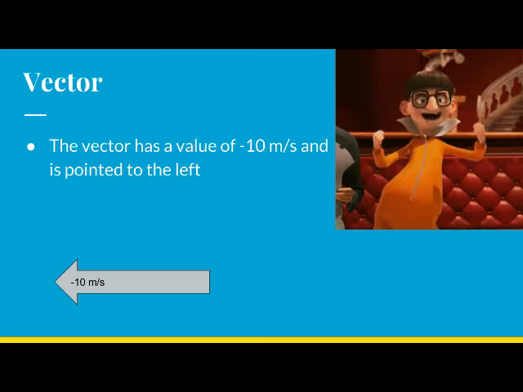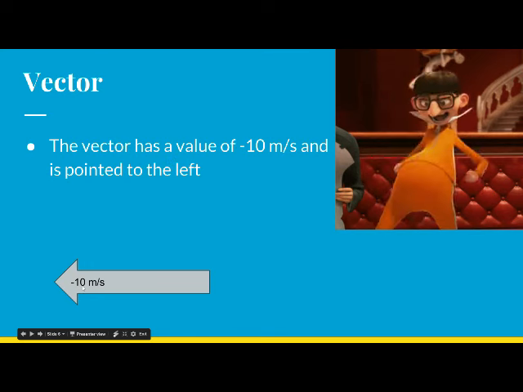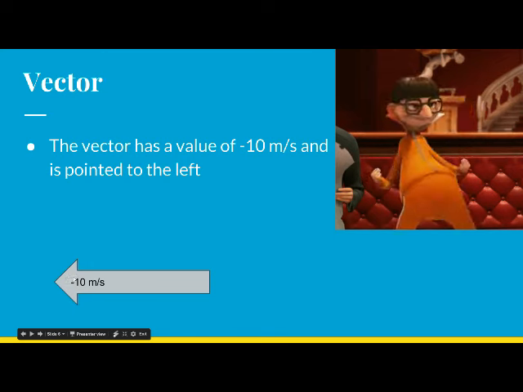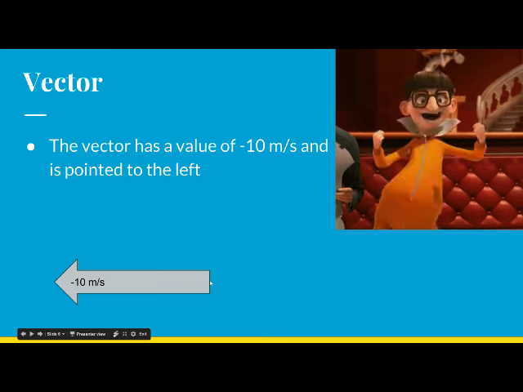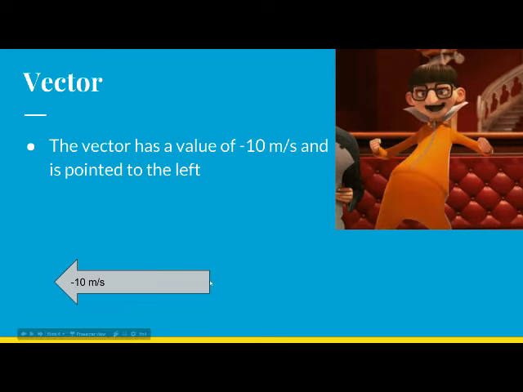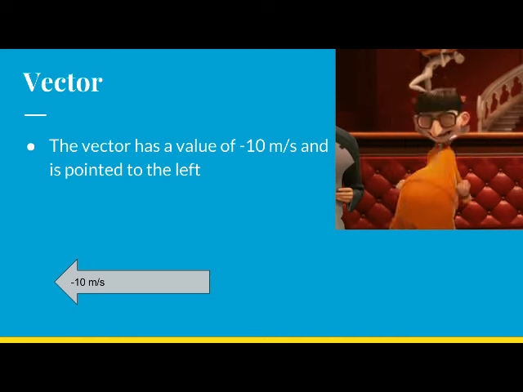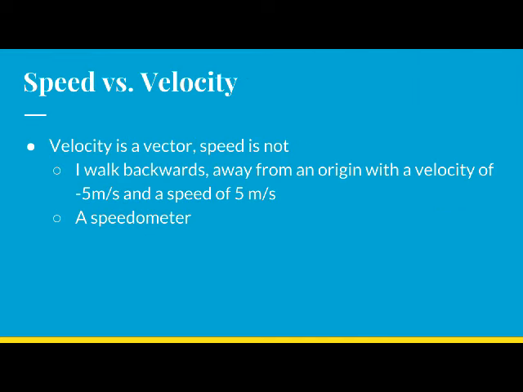Okay, so here's another example. Now we have a vector with the value of negative 10 meters per second. It's pointing in the opposite direction. Okay, so this idea of a vector is simply like an arrow that physicists use to represent both a direction and a value, and it can be a velocity, it can be an acceleration, it can be a couple of different things, but for us we're going to use it mostly with velocity.